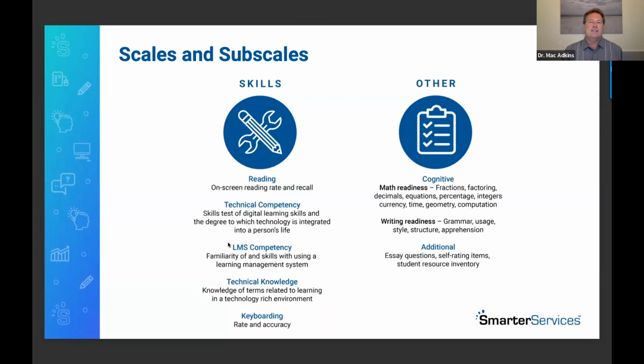Also, SmarterMeasure has available some cognitive scales as well. We have a math readiness indicator and a writing readiness indicator. Both of these are not as diagnostic or prescriptive as, say, an AccuPlacer. They are not placement tests, but what they are is a brief 30-item instrument. They both pull from a pool of 90 items, so it really gives you that 30,000-foot view to help identify persons who may need a placement exam or some additional services. So that's what SmarterMeasure measures.